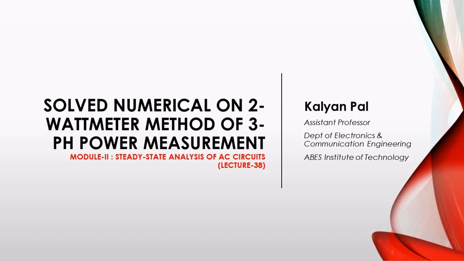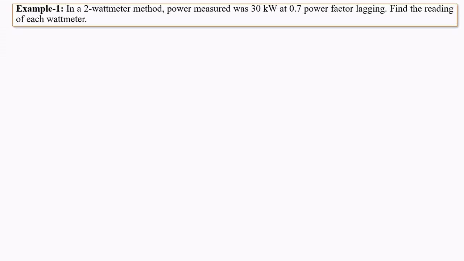In the previous lecture, we discussed the 2 wattmeter method of three-phase power measurement. Now, in this lecture, we will solve some numerical questions based on this concept. So here is the first question. In a 2 wattmeter method, the power measured was 30 kilowatt at 0.7 power factor lagging. Find the reading of each wattmeter. So let's see the solution.